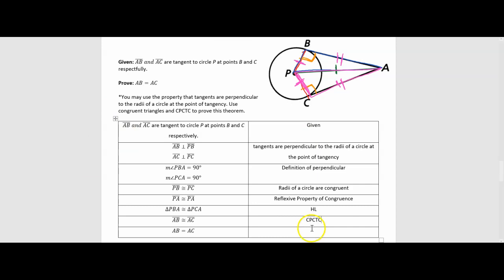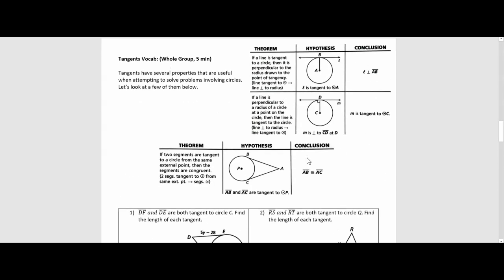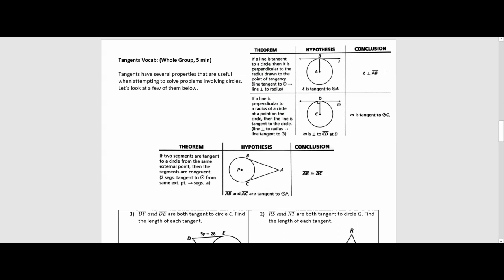And then if I know that two segments are congruent, I can say that they are equal in measurement by definition of congruent segments. And now I've proved what I was trying to prove at the top. AB is equal to AC. And again, this was a proof of our second theorem up above. Let me just show you real quick, make sure we're on the same page. This one right here. If we have two tangents drawn from the same point, then the tangents will be congruent or equal in measurement.